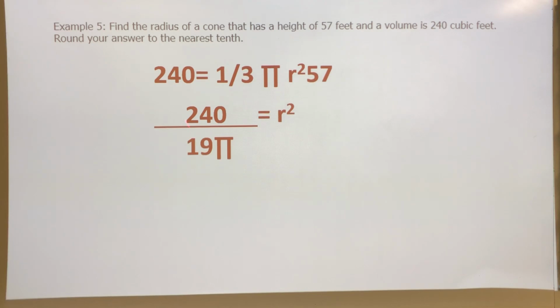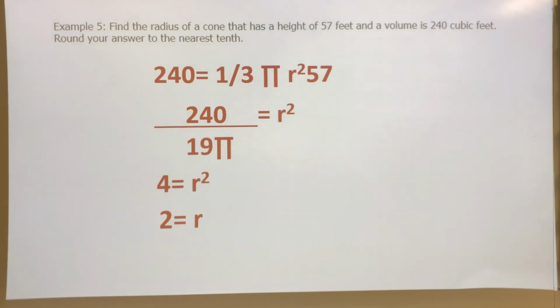Now this number right here, we need to figure out what that actually is. And that number actually ends up being 4. It's approximately 4. So now the last step is when we have a variable squared, we have to undo that. And to undo that, we're going to do a square root. So now we found our radius for the problem.